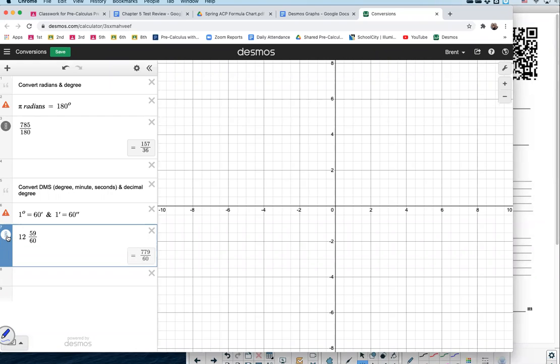I believe, yeah, if you check this out, watch this. 12 times 60 is 720. And if I add the 59, there it is as an improper fraction. There it is as a proper fraction. So it did work. So you just put a little space in there.